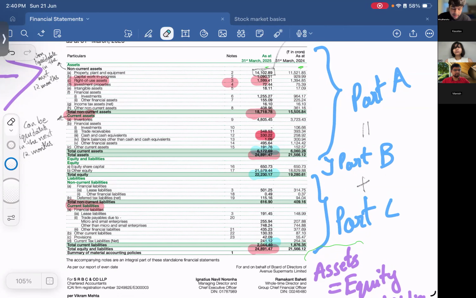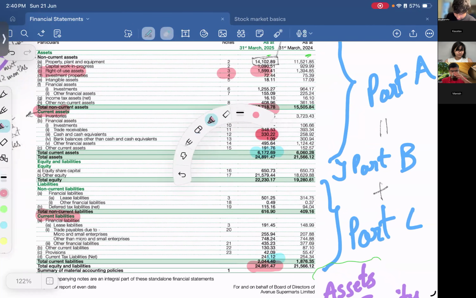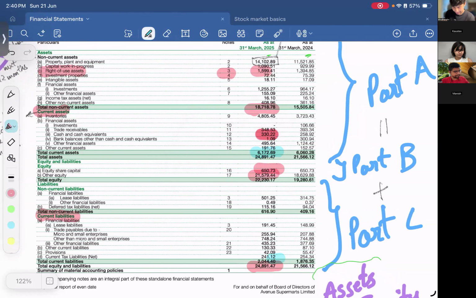Okay, great. So now let's come to equities. In equity, you will see two values. One is equity share capital, and the other is other equity. Basically, equity share capital is the amount of money that the owners had put in initially when they were starting the business, right? So this is around 650 crores. Other equity basically means all the retained earnings of the business over the years.